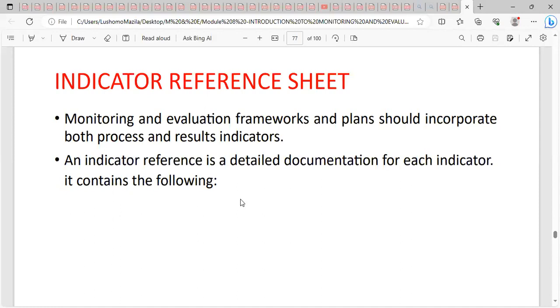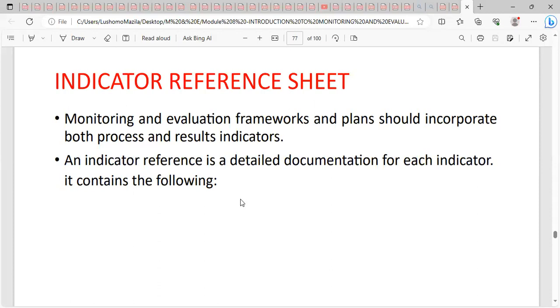Exactly. So there is this sheet now. This sheet, the indicator reference sheet, contains everything about an indicator, but it's not a book on its own. It is found in the monitoring and evaluation plan. So monitoring and evaluation frameworks and plans should incorporate both process and result indicators. An indicator reference sheet is a detailed documentation for each indicator. It contains the following.